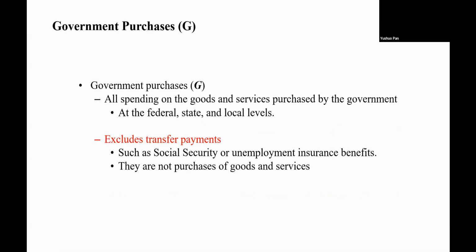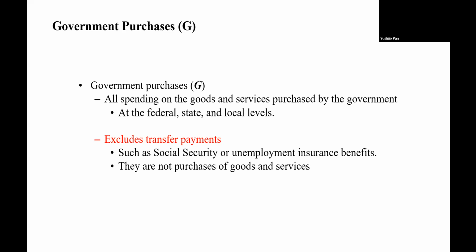Next part, G, is government purchases. All spending on goods and services purchased by the government at the federal, state, or local level counts as government spending or purchases. So that part counts as GDP. But that excludes transfer payments, such as social security or unemployment insurance benefits. Why will this not count as government purchases? This will not count as GDP.